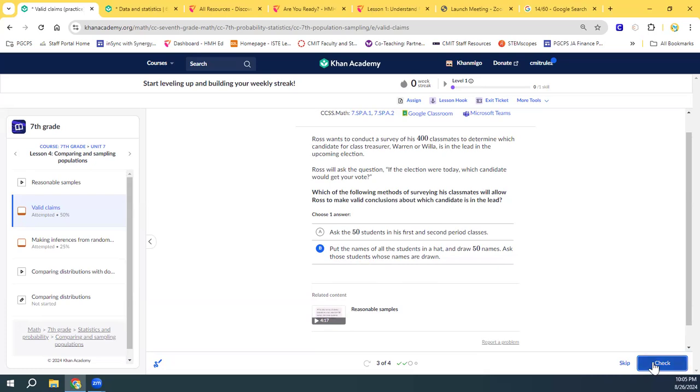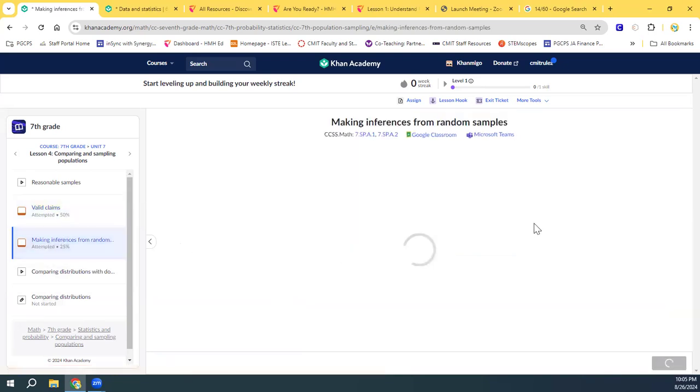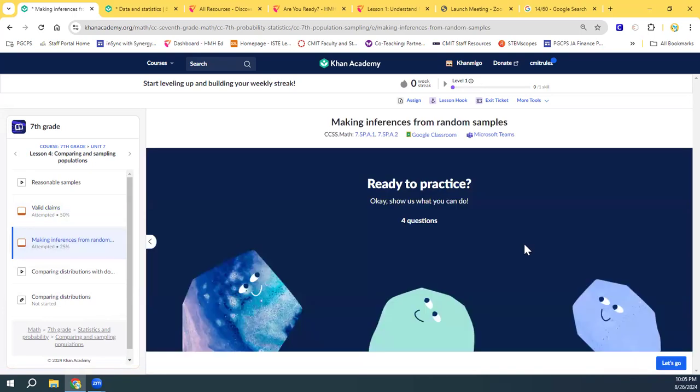Yep, that's it. I wonder if that's what the pollsters are doing with Kamala Harris and Donald Trump. Only time will tell.